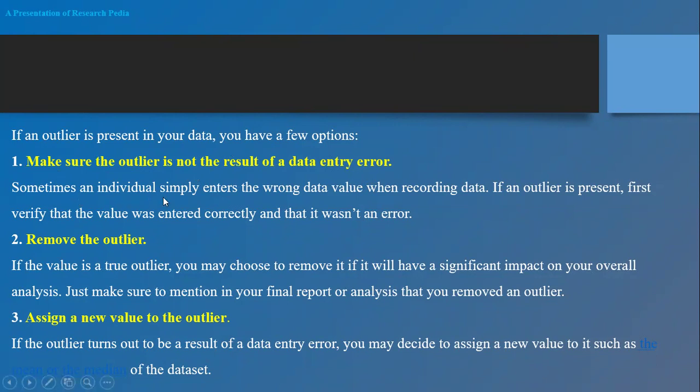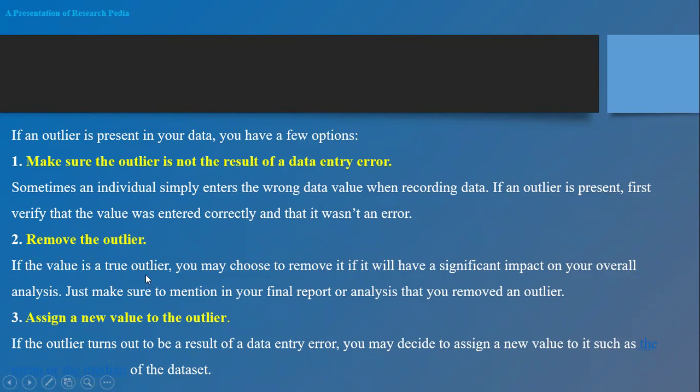Sometimes an individual simply enters the wrong data value when recording data. Instead of putting 25, we put 52 in the reverse order, and it becomes an outlier. So if an outlier is present, first verify that the value was entered correctly and that it was not an error. The second thing is to remove the outlier.